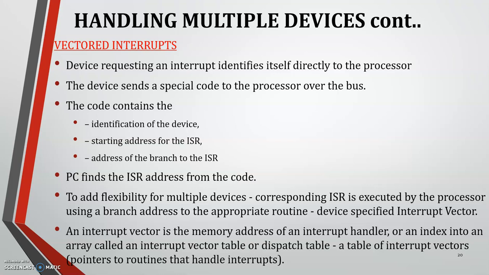So to add flexibility for multiple devices, the corresponding ISR is executed by the processor using a branch address to the appropriate routine. Device specified interrupt vector. So this is called the interrupt vector. An interrupt vector is the memory address of an interrupt handler or an index to an array called the interrupt vector table. A table of interrupt vectors, that is, pointers to routines that handle the interrupt.